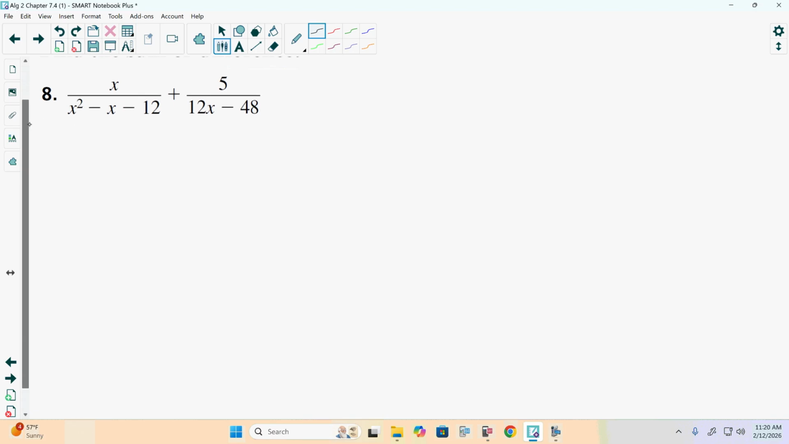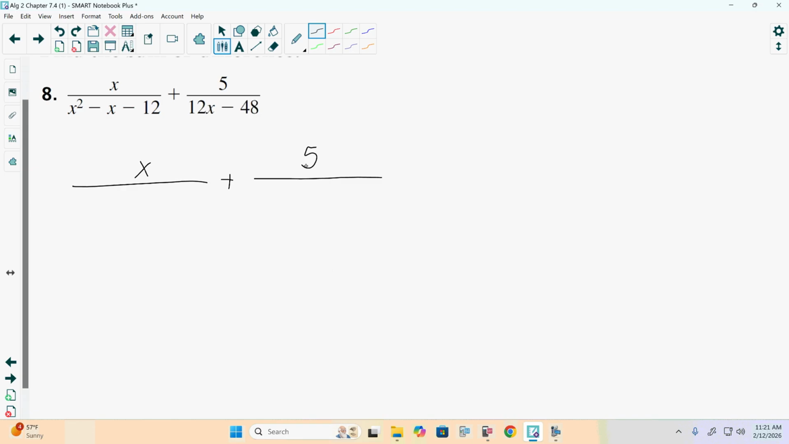Let's look at one last one. Let's look at this one here. And we'll actually be done with 741. First thing we want to do is factor the denominators as far as possible. Now, it doesn't matter which one we start with. I'm going to start with the 12x minus 48, because it looks like there might be a greatest common factor between 12 and 48.